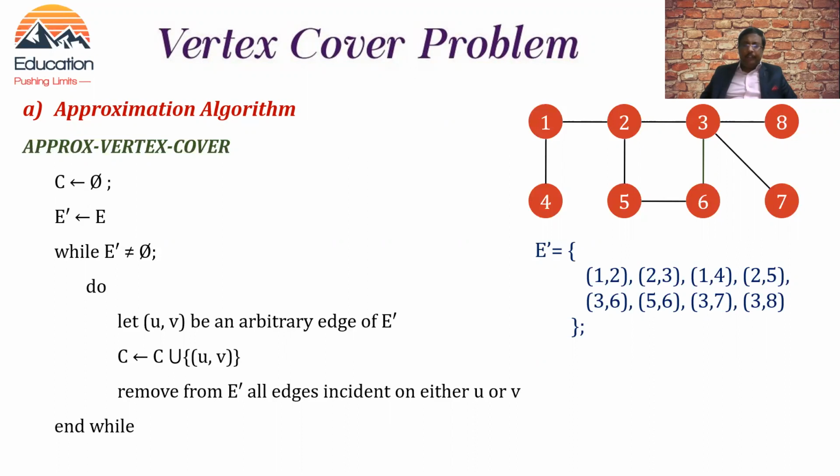After including those vertices into C, remove from E dash all edges incident on either u or v. That is, since I have chosen 3, 6, I have to remove the edge from 3 to 8, the edge from 3 to 2, the edge from 3 to 7, the edge from 3 to 6, and finally the edge from 6 to 5 also. Once you remove all these edges from E dash, check whether E dash is equal to null. Go back to the while loop. If it is not null, choose another arbitrary edge and repeat the same process until E dash becomes null. Finally, what you have in C is the vertex cover.